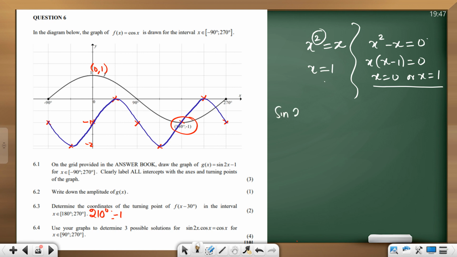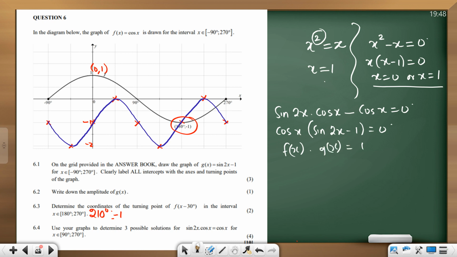What do we have? Sine 2x multiplied by cos x. Can we bring the cos x over? What's common? Cos x. What do we have? Sine 2x equals 0. So f of x multiplied by g of x is equal to 0. Whenever you see this question, you write it in the form of f of x and g of x.